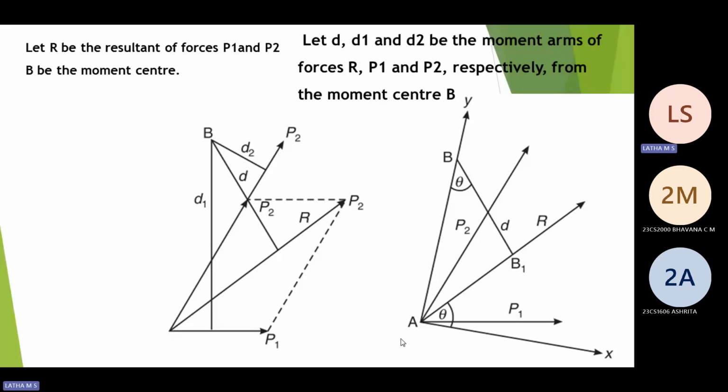Read the lines above also. You can read: let R be the resultant of forces P1 and P2. Write it down as it is, simplified. In the textbook it is a lengthy, long way. Practice writing this five times.